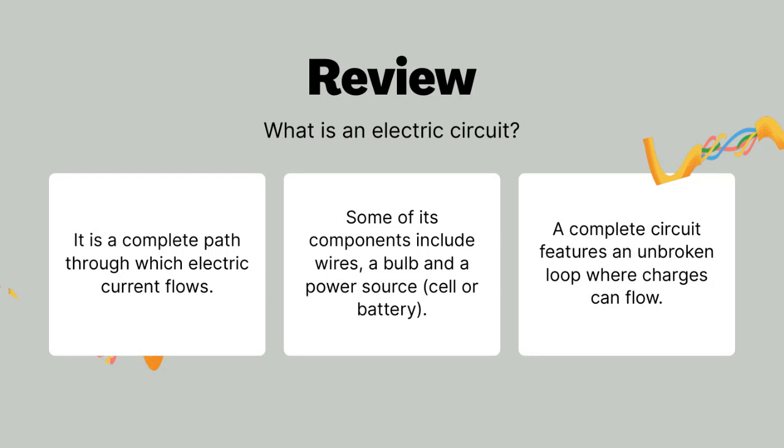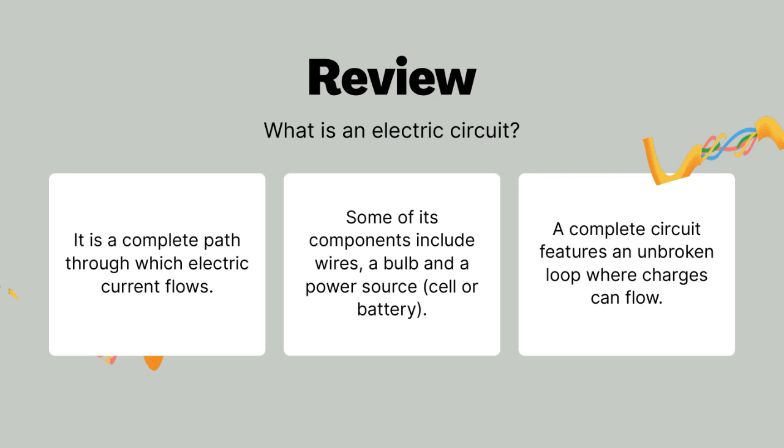Let's wrap up with a quick review of what an electric circuit really is. An electric circuit is made up of several key components, including wires, a light bulb, and a power source like a cell or a battery. These parts work together to create a complete path for electric current to flow through. The most important thing to remember is that a complete circuit features an unbroken loop. This means that charges, or electrical energy, can continuously flow around the loop without interruption.